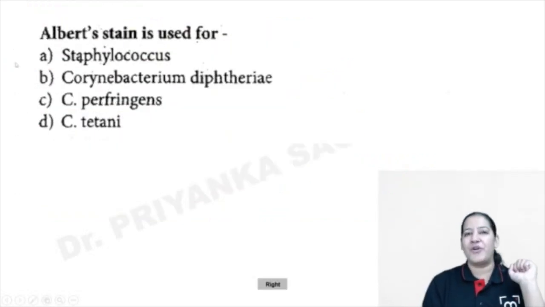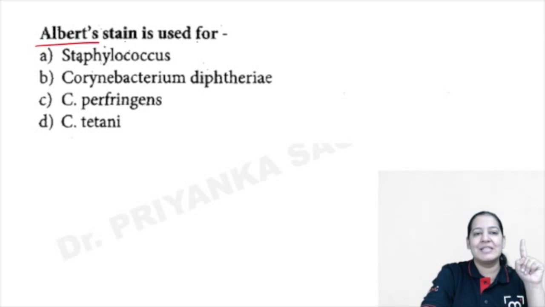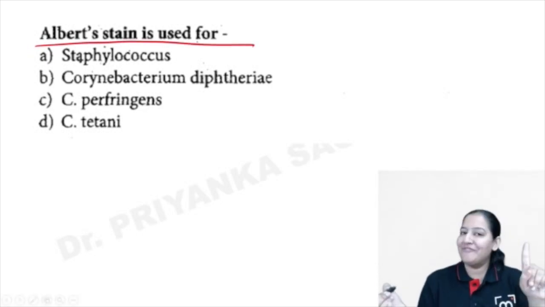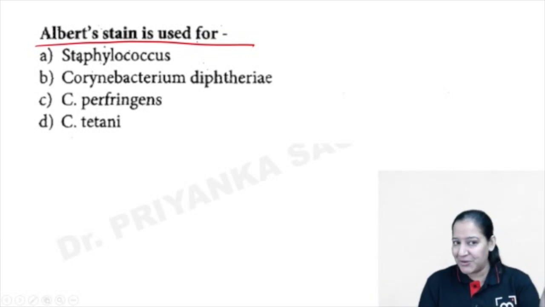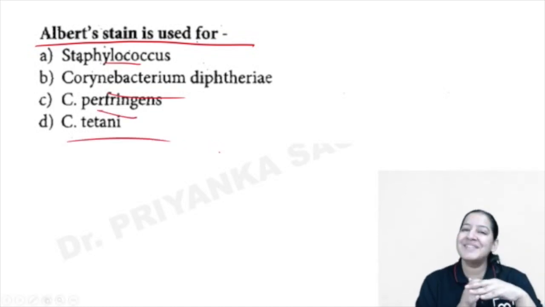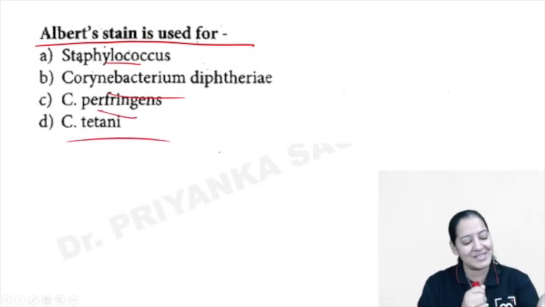This is question number 2 for all of you. Albert stain is used for. Tell me only one bacteria in the world which shows Albert staining. I told you. Is Staphylococcus the answer? Is it Corynebacterium diphtheriae? Is it Clostridium perfringens or Clostridium tetani? What is your answer? Can you write it in the comment box?